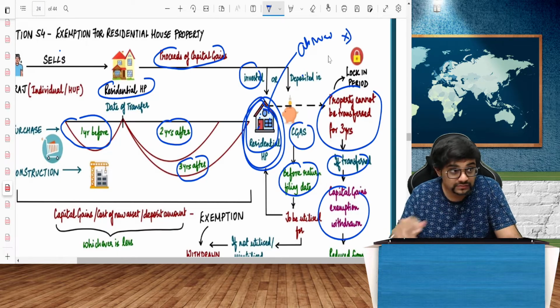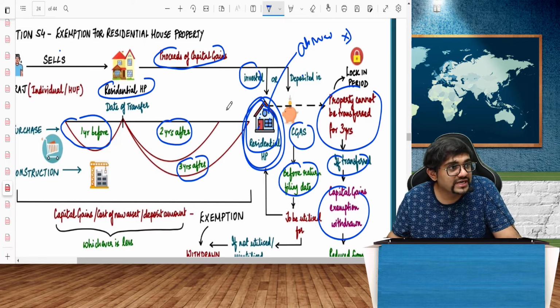MCQ. Are you understanding the hidden points?